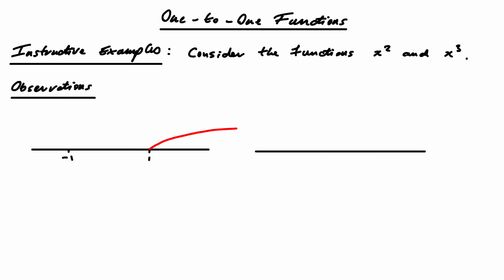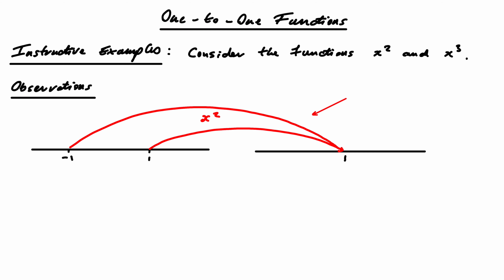So if I was looking at where these map under the function x squared, they would both have to map to the same position, wouldn't they? So this is me doing the function x squared. Both of these map across to 1. So in this situation, we have a scenario where two different inputs are giving the same output. So in this case, -1 and 1 have the same output.